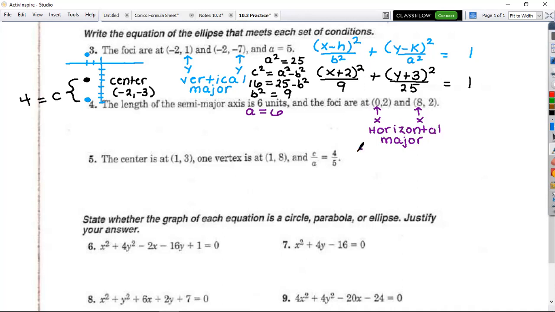So our formula is going to be (x minus h) squared over a squared instead, plus (y minus k) squared over b squared is equal to 1. All right, I'm getting pretty close. I'm going to plot this and see where we're at. So another graph.